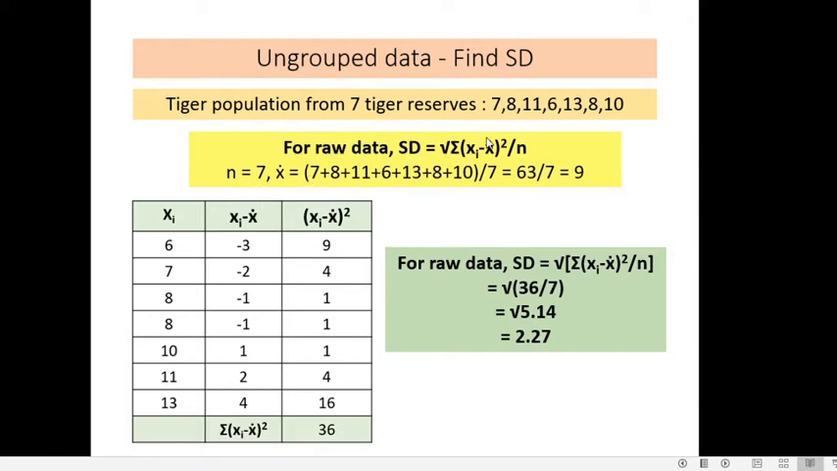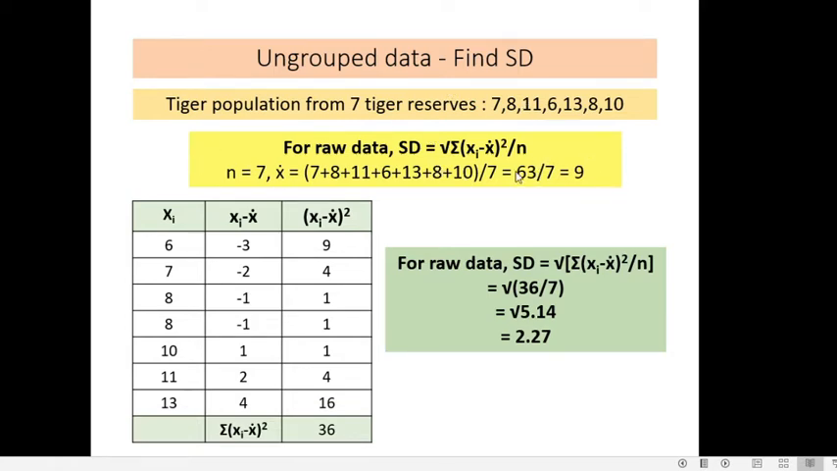Now, we have to calculate the mean first, because we are trying to know how all the values differ from the mean. That is what is called standard deviation. So for that we first find out the mean. How do we calculate the mean? We add all the values together and divide by 7. That is 7 plus 8 plus 11 plus 6 plus 13 plus 8 plus 10, which is equal to 63, divided by 7. So the mean or the average of these observations is 9.